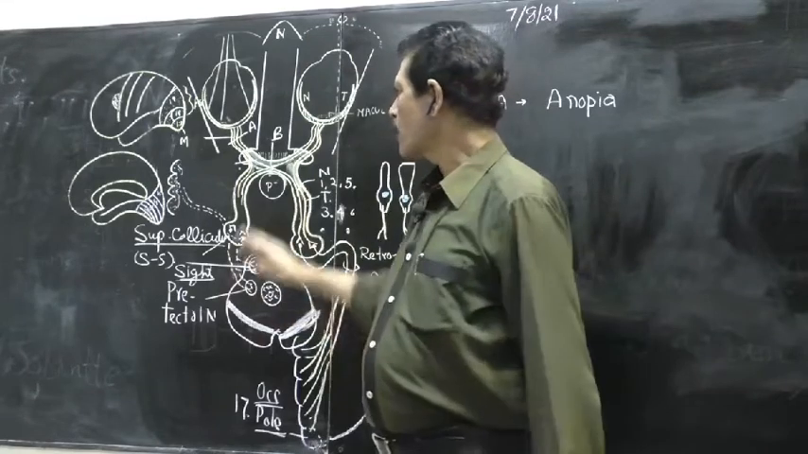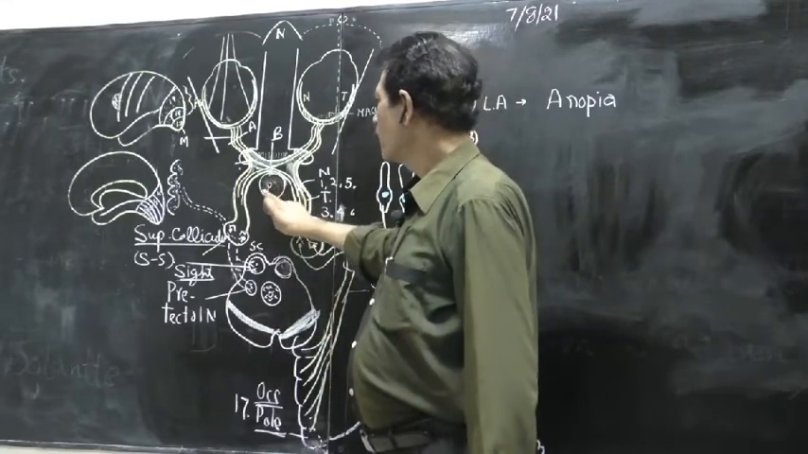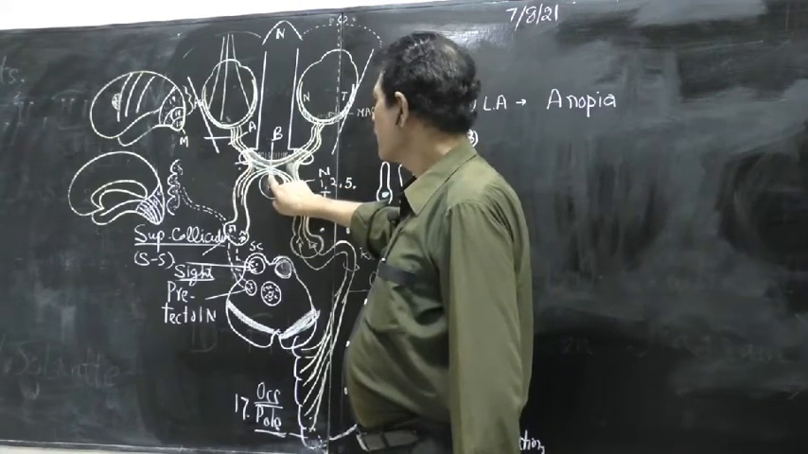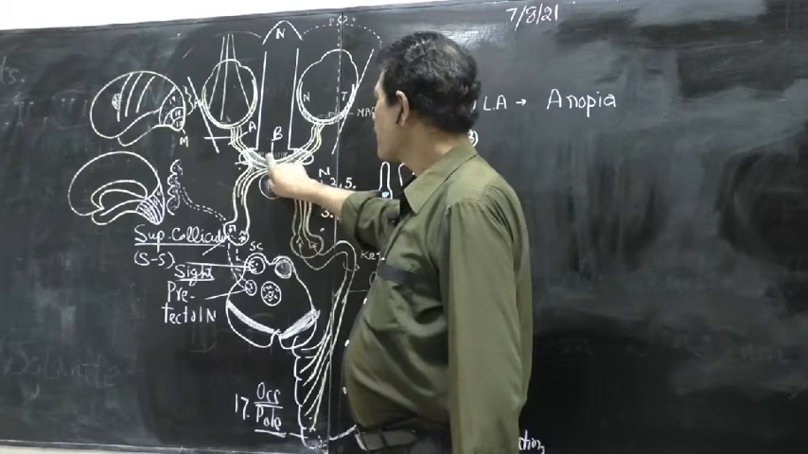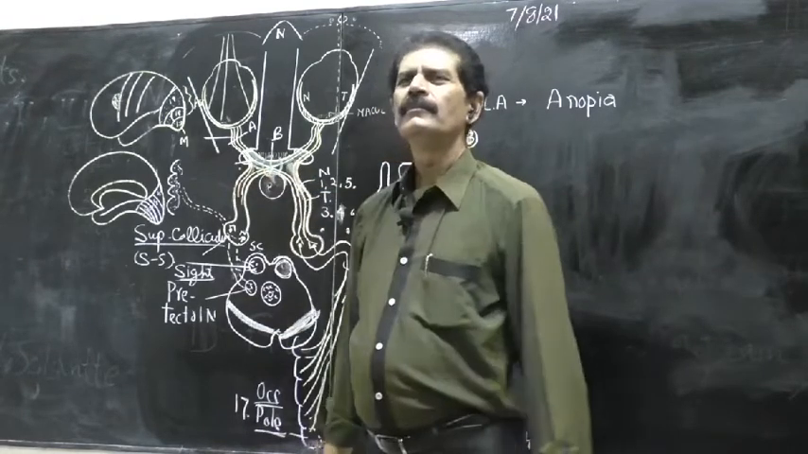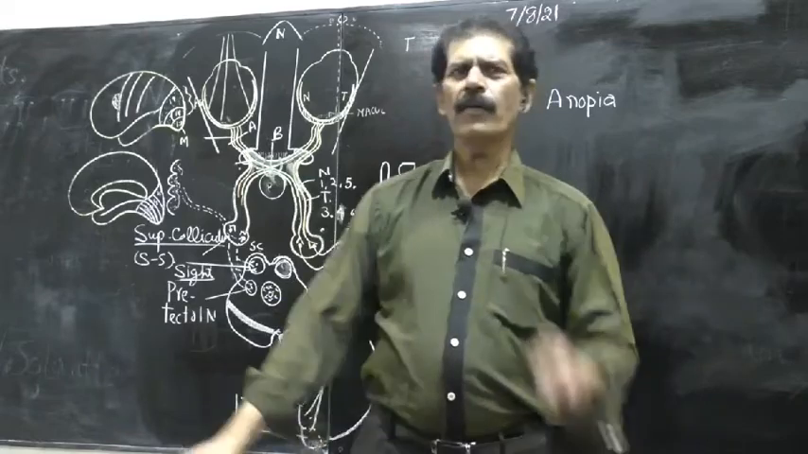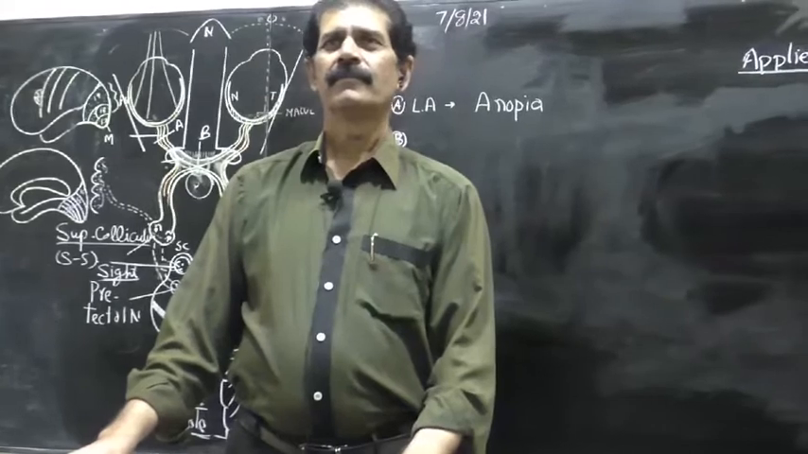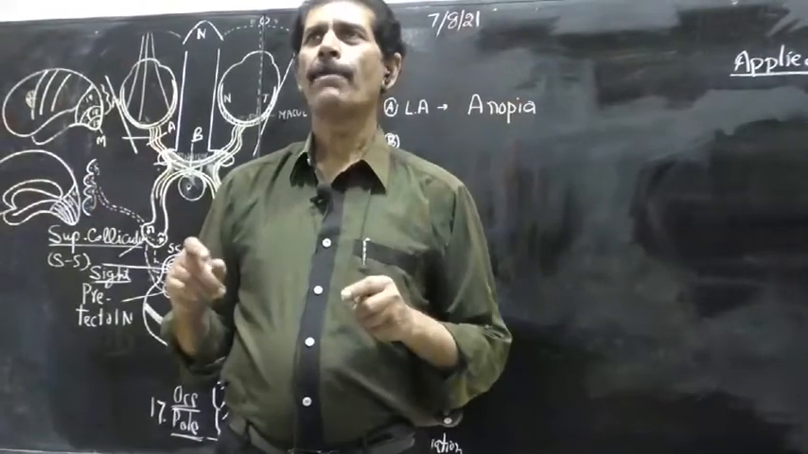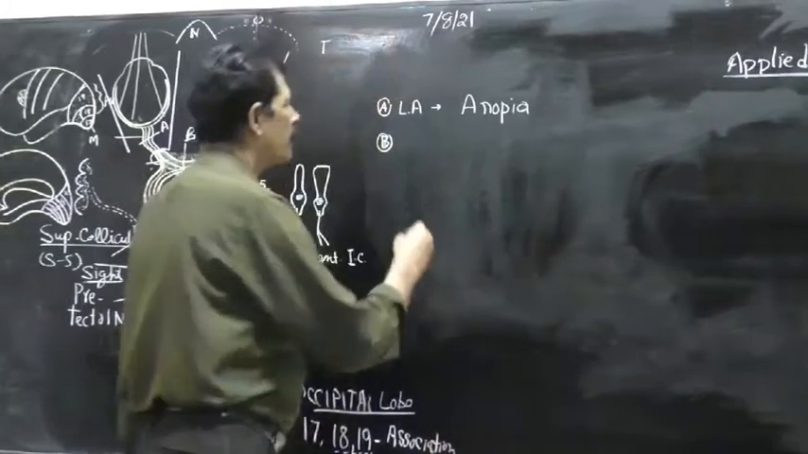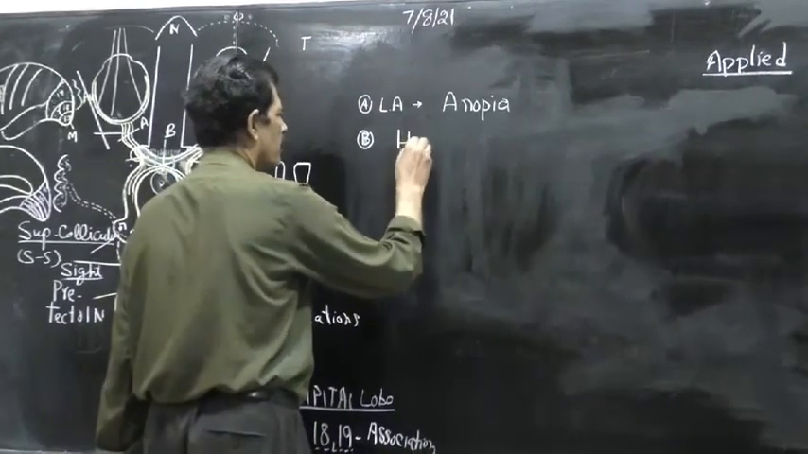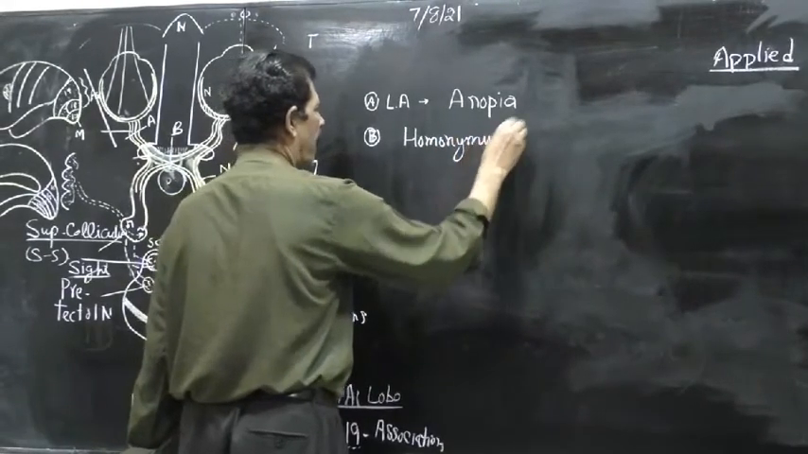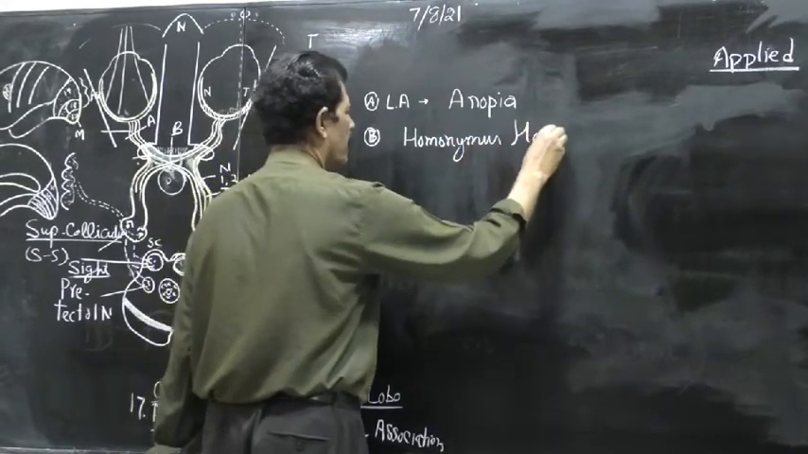And the most common cause is a pituitary tumor. So when the pituitary tumor enlarges in the anterior part, it will press on the optic chiasma, and the patient comes with the complaint of loss of nasal vision of both eyes, but the temporal vision he can see. So this condition is called homonymous hemianopia. Hemi means half.